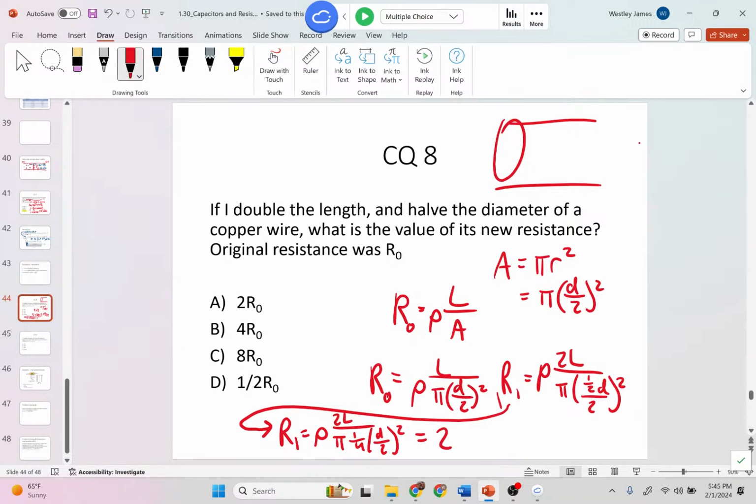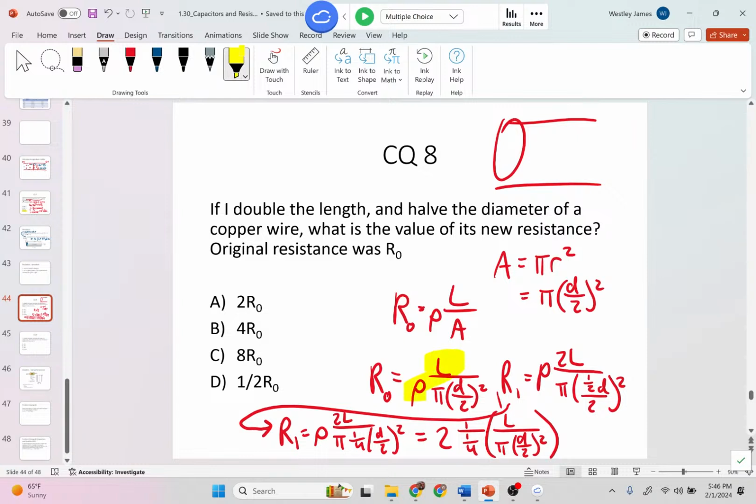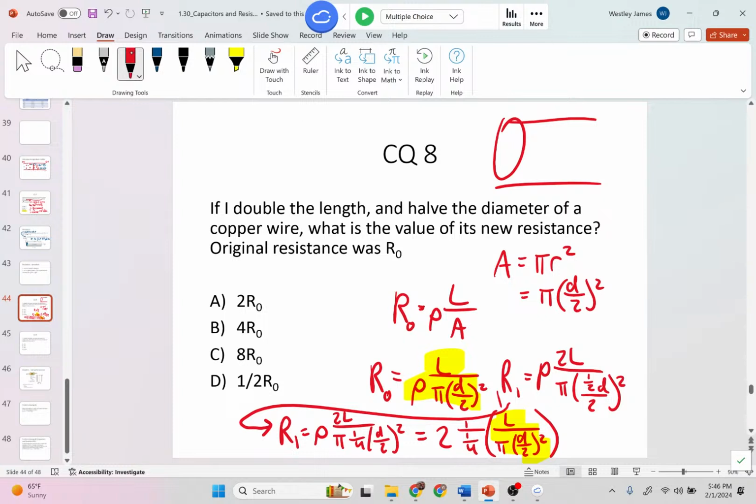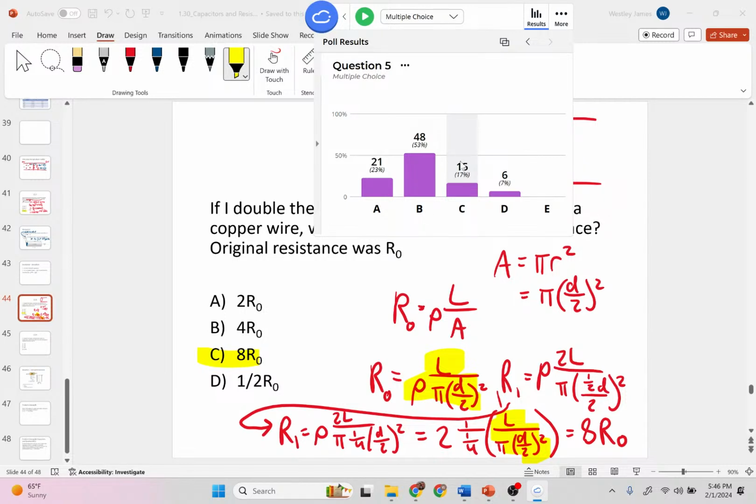Now we're going to pull all that to the front. We're going to pull the 2 to the front. We're going to pull 1 over 1/4 to the front. And then we have L over pi (d over 2) squared. This chunk here is my original resistance. So this and this are the same. So if we just do a little bit of math, 2 divided by 1/4 is 8, so R1 equals 8 R naught.